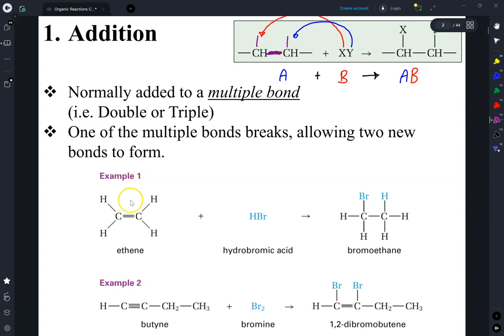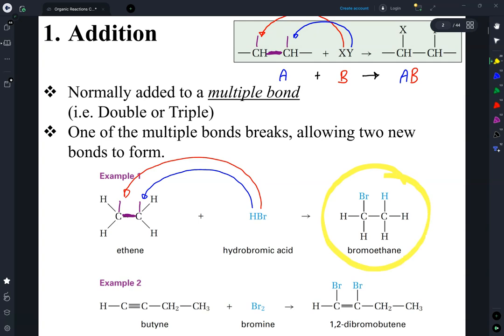Alright, looking at example 1, we will again break that double bond, turning it into a single bond, which in turn opens up two new bond sites, where I can add on the hydrogen to one of the carbons, and a bromine to the other, forming a larger compound, in this case bromoethane.